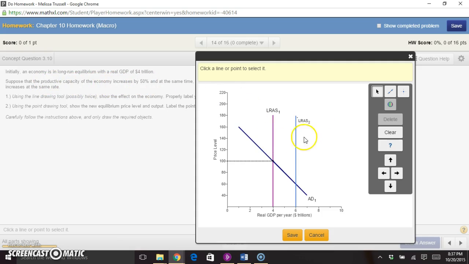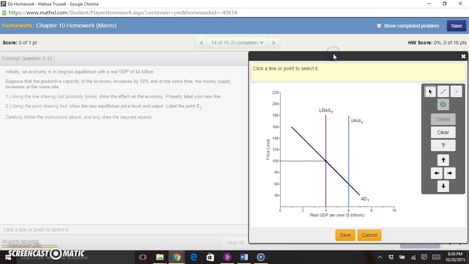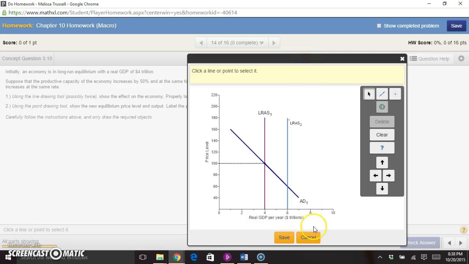So that increases our supply curve because the suppliers are the producers. So when we increase productive capacity, we increase supply, or shift it to the right. So the second part of it says that at the same time, the money supply increases at the same rate. When money supply increases, it increases demand. We can think about this as the people in the economy, the demanders, the consumers now have more money, so they can then demand more stuff.